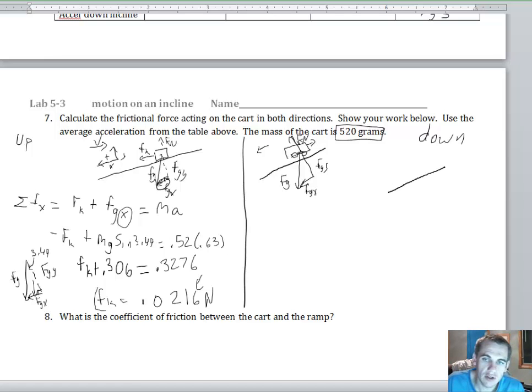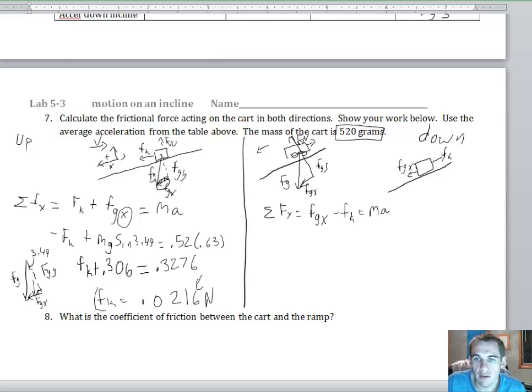Okay, I'm going to simplify this. I'm just going to draw the two forces I care about, because in the net force in y they cancel. I've got Fgx, which is down the incline, and I've got the frictional force, which is up the incline. So now I can do the same thing. Net force in x equals, down the incline is positive, so Fgx minus Fk, which equals ma.